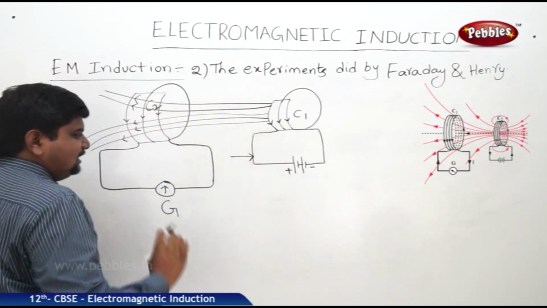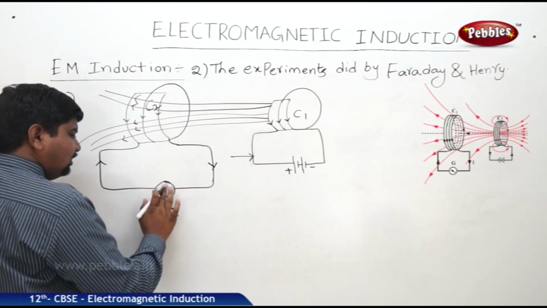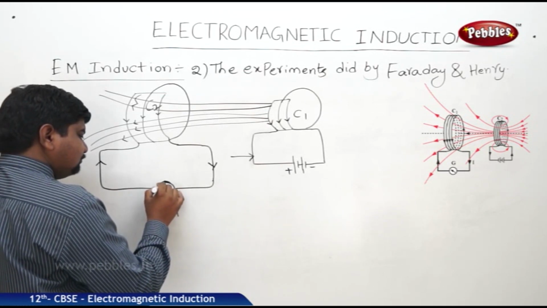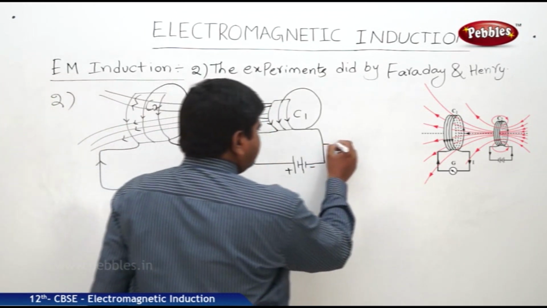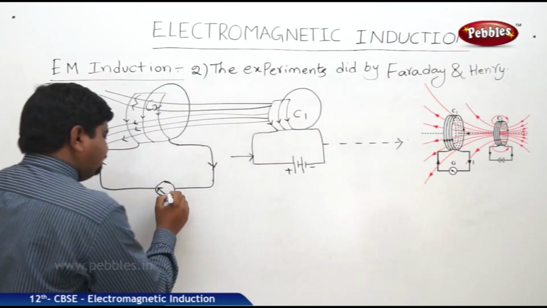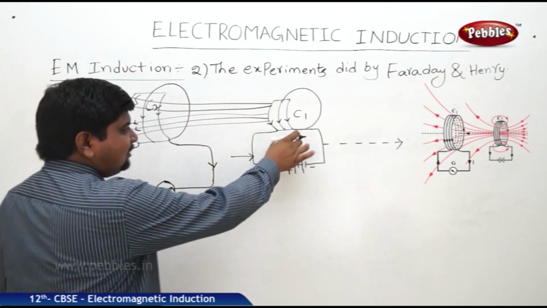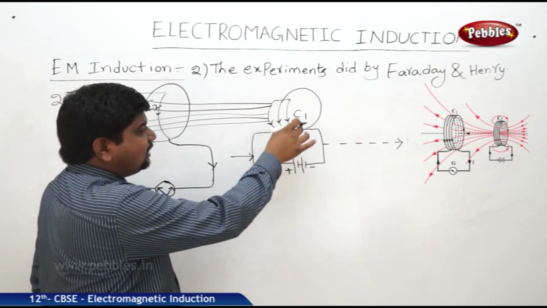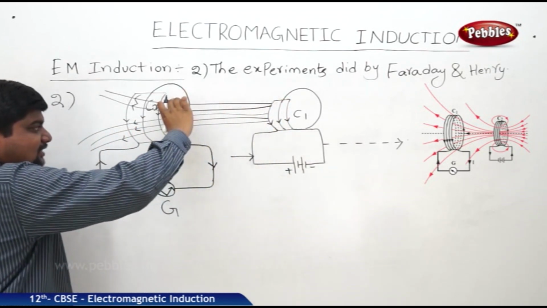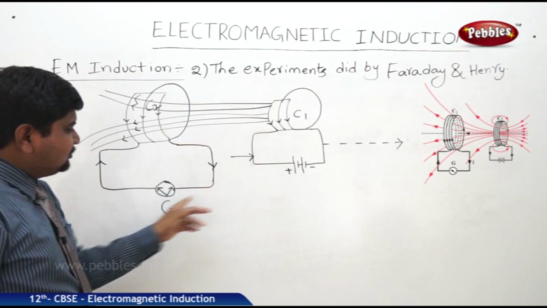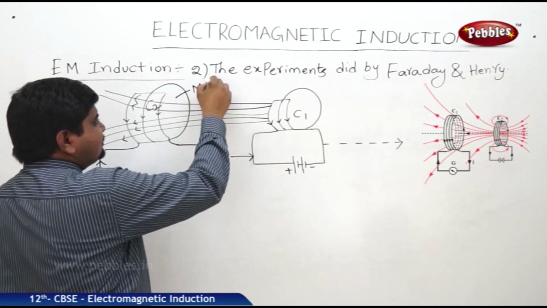Whenever it is approaching like this, the current direction in the coil will be like this, and the deflection will be like this. Whenever coil 1 is moved farthest from coil 2, the deflections will be in the opposite direction. So what we can conclude is this is a current carrying coil, and this current carrying coil can produce an induced magnetic field, and this magnetic field can create a disturbance in the secondary coil, and this secondary coil can produce the induced EMF. So this C2 is associated with the magnetic flux.